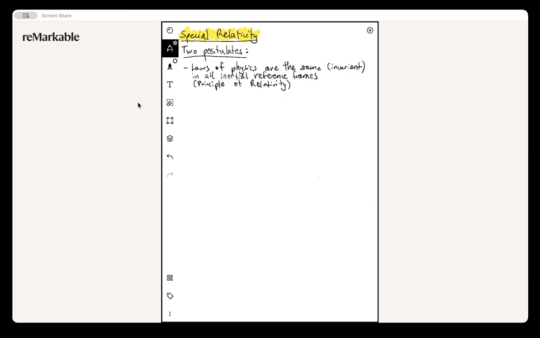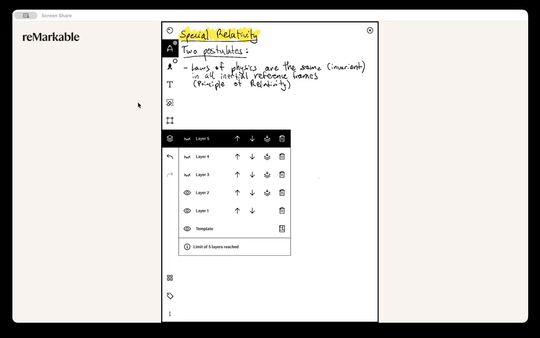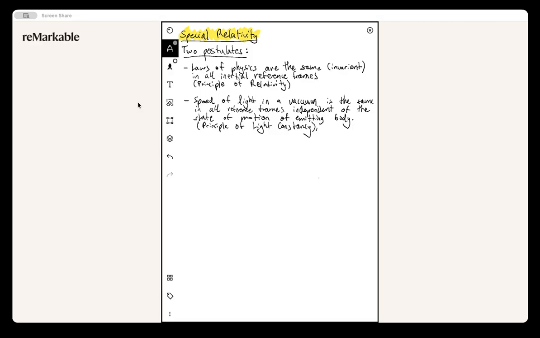First one is that the laws of physics are the same in all inertial reference frames. So if we go from one inertial reference frame to another, the laws of physics are invariant. And this was called his principle of relativity. And this is what we expect from classical mechanics. He also introduced a much more counterintuitive postulate, though, and that is the speed of light in a vacuum is the same in all reference frames, independent of the state of motion of the body that emits the light. He called this his principle of light constancy. And this has a lot of unintuitive consequences when we take these two postulates combined.